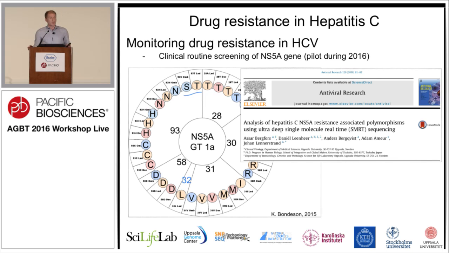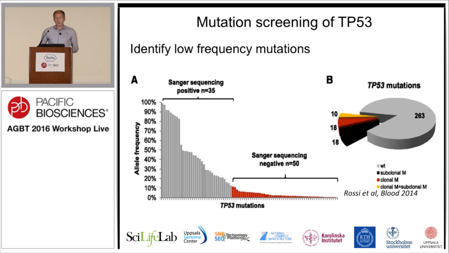Now that we have this workflow up and running, we're thinking about other applications where we can do the exact same thing. The next project we're starting is to do this in hepatitis C to monitor drug resistance in the HCV genome, as a clinical routine screening of the NS5A gene. We already have a proof of principle that this type of sequencing works. Another thing we will look into is the TP53 gene in different types of cancer, because it's also a gene where it's important to look at low frequency mutations that sometimes show up as negative in Sanger sequencing, and perhaps also the clonal composition of these mutations.